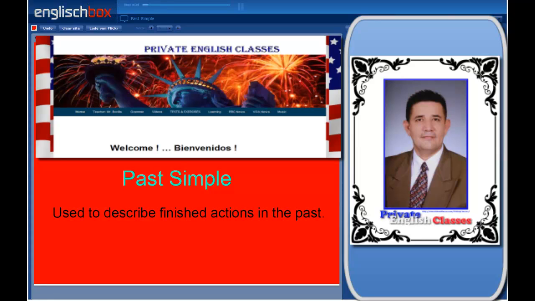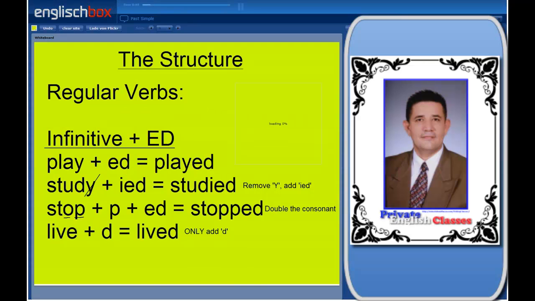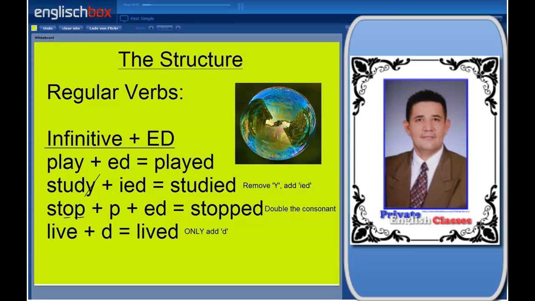Today we're going to talk about the past simple tense. The past simple is used to describe finished actions in the past. Now let's begin by looking at the structure. We're going to look at regular verbs. To form a regular verb in the past, all you do is take the infinitive and add ed.